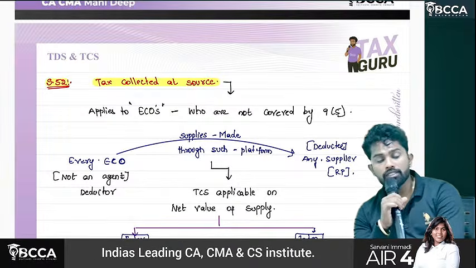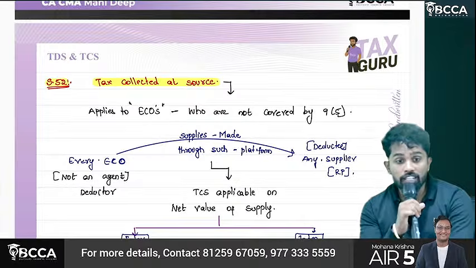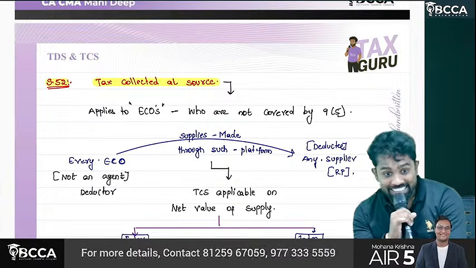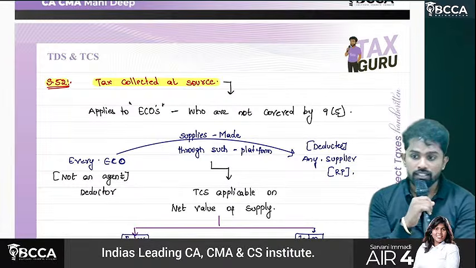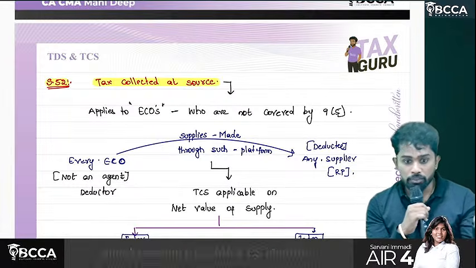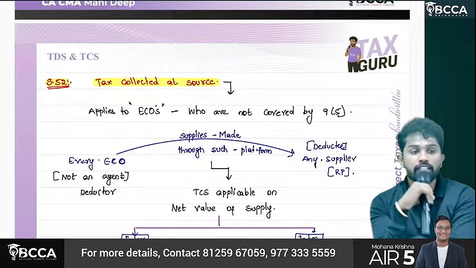Accommodation related. When the supplier is unregistered, then ECO will pay tax. If the supplier is registered, then the supplier only has to pay the tax. It will be covered under TCS.